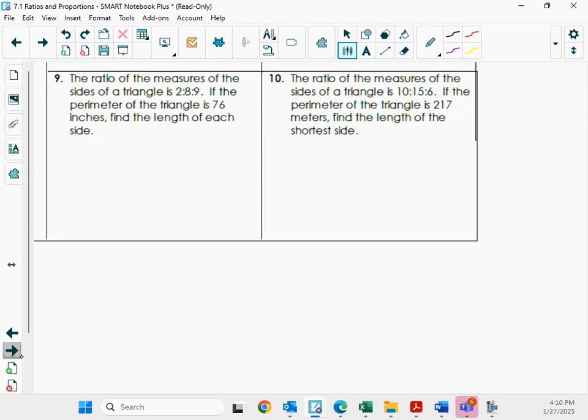Let's do this one the short way. I'll just kind of keep alternating here. The ratios of the measures of the sides of a triangle are 2 to 8 to 9. The perimeter is 76. So I know this ratio has to add to 76. 2x plus 8x plus 9x equals 76. So that's 19x equals 76.